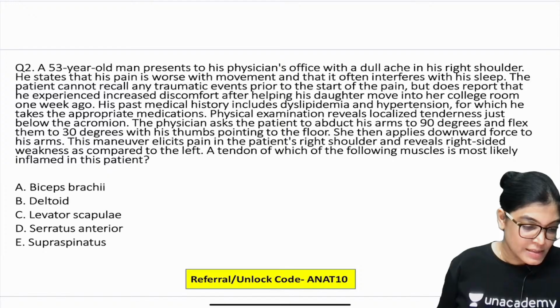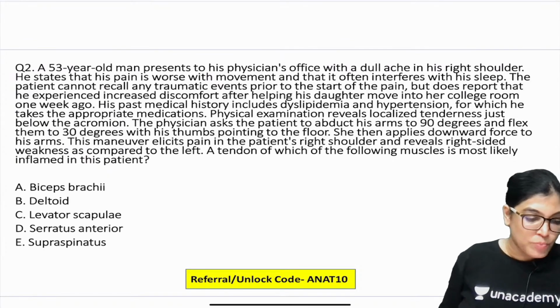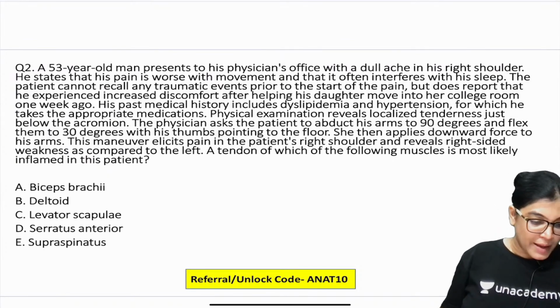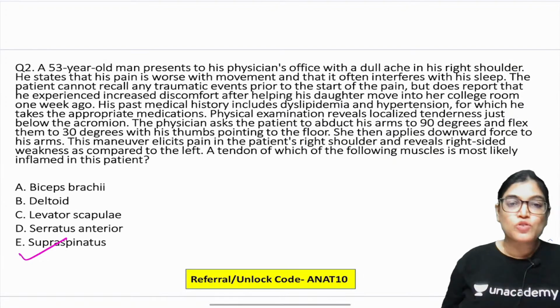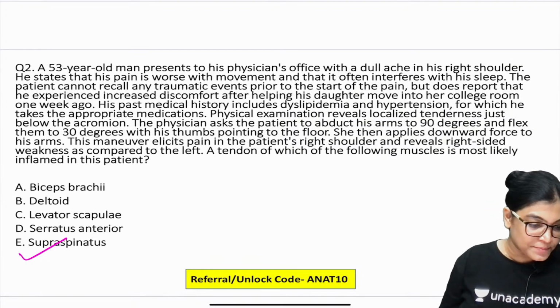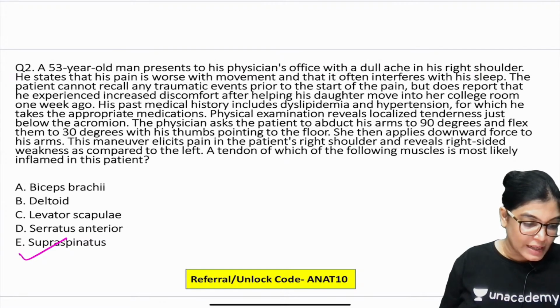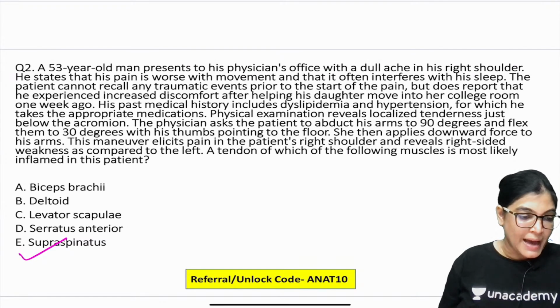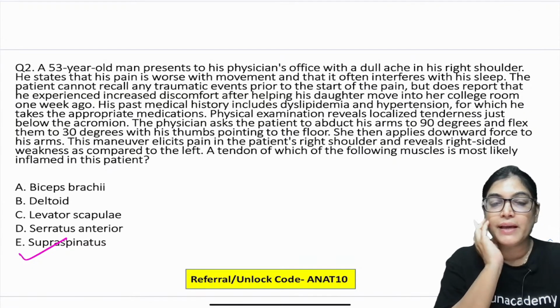Yes, Rangraj, Sadaf, and many others, absolutely right. Supraspinatus is the right answer. Yes, absolutely right, Tariq. Supraspinatus is the right answer. Okay.